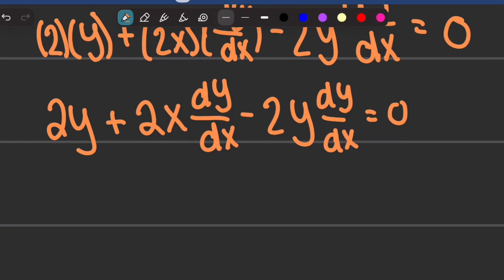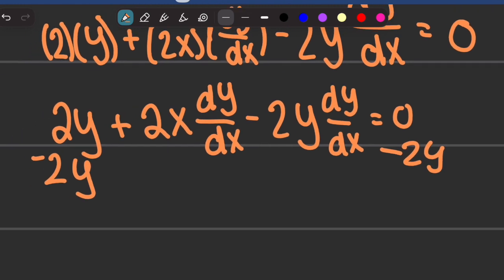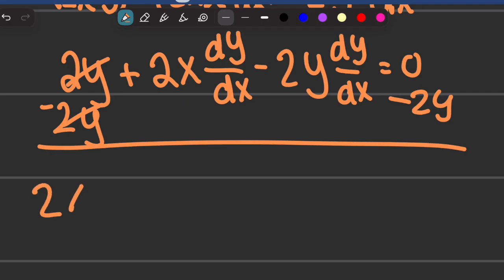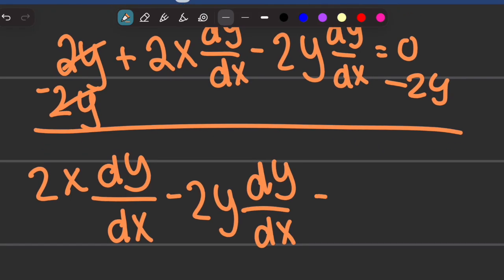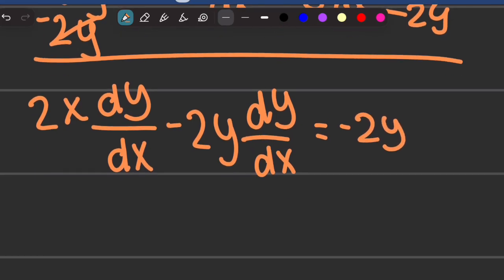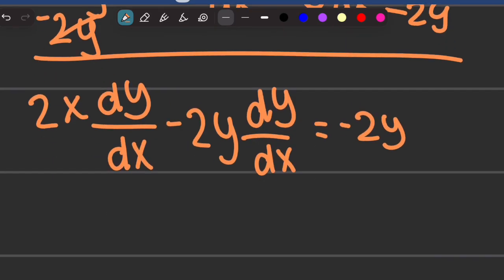So what we want to do is get rid of any terms that don't have dy over dx because we're trying to isolate it. So this is the term that doesn't have that. So we are going to go ahead and subtract both sides by 2y. And we are left with 2x dy over dx minus 2y dy over dx equals negative 2y. So now we are back to algebra pretty much. So after finding the derivative, it's mostly just algebra.